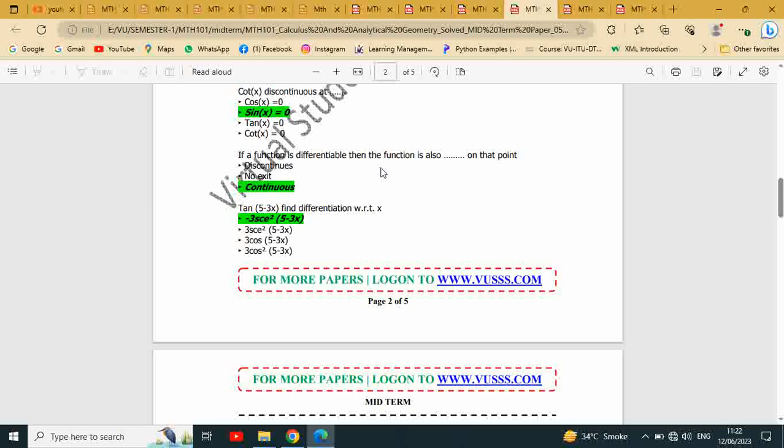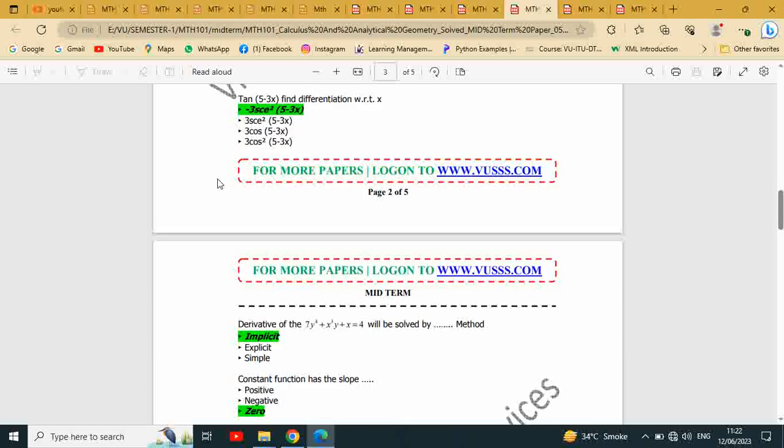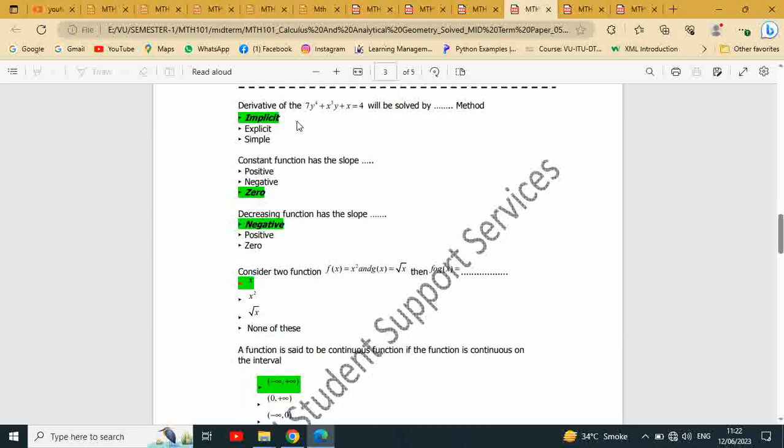If a function is differentiable, then the function is also continuous at that point. Tangent of 5 minus 3x, find differentiation with respect to x: answer will be minus 3 secant square of 5 minus 3x. The derivative of 7 by 4 plus x cube y plus x equal to 4 will be solved by the implicit method. A constant function has a slope 0. A decreasing function has a negative slope.